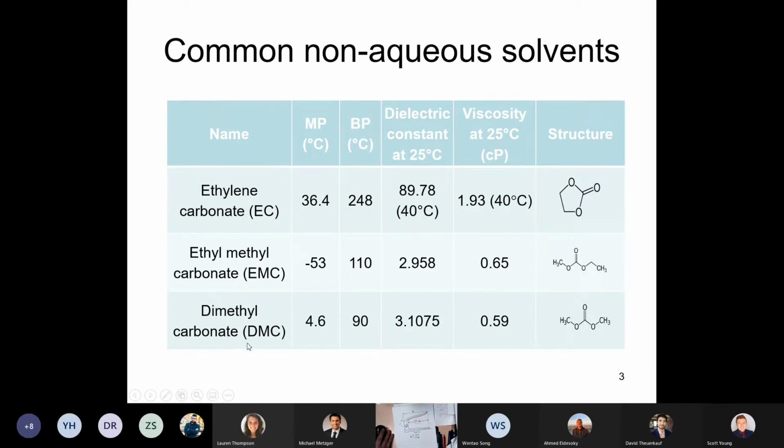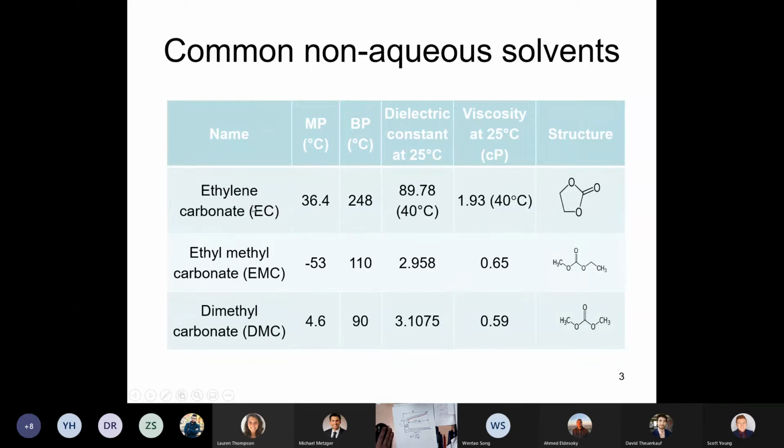And dimethyl carbonate has a melting point. I don't think this is right. I think it's more like minus 8 degrees. I should have checked this table. But anyway, it's very near 0 degrees C. And it again has a poor dielectric constant, but it's even less viscous than EMC, so that's good.